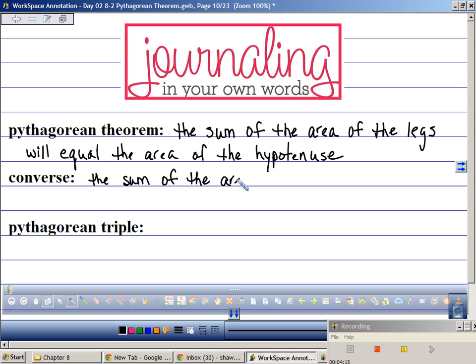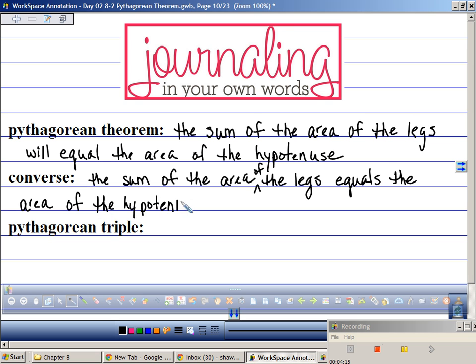So the sum of the area of the legs equals the area of the hypotenuse. The sum of the area of the legs equals the area of the hypotenuse, comma, then it is a right triangle.